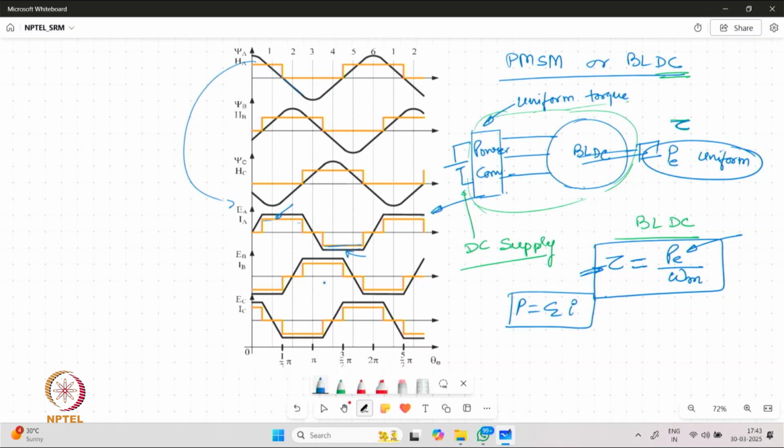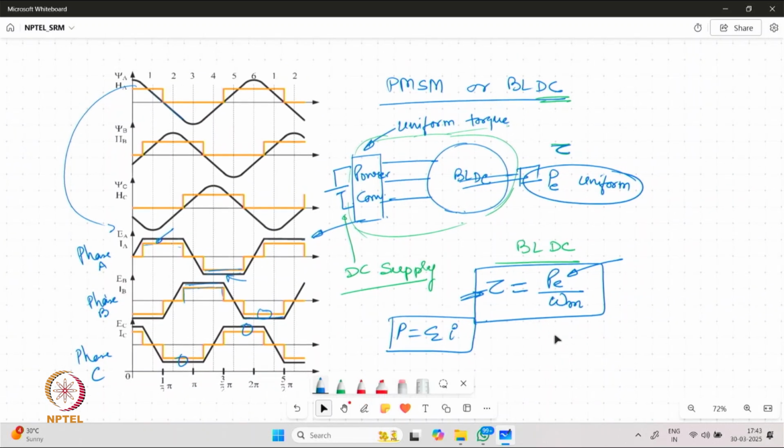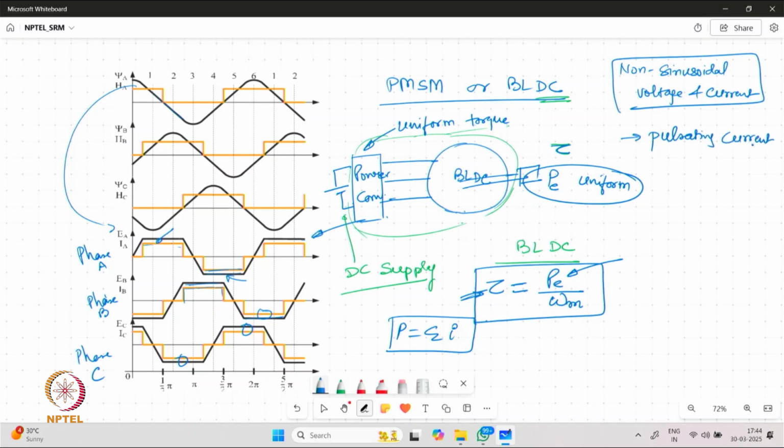Similarly for phase B, as EB attains a constant value, we find constant current provided to phase B. And when EB goes negative, we have a constant negative value provided for the phase B coil. Phase C also can be seen to have similar current provided in the system. So effectively, once again we are dealing with non-sinusoidal voltage and current, and we are trying to have pulsating current in the system.